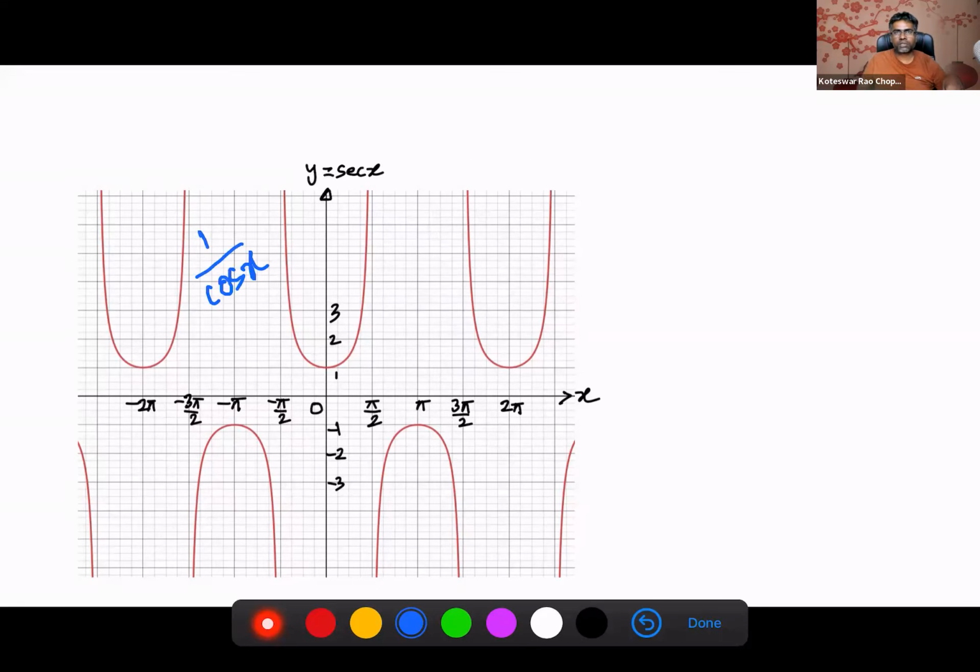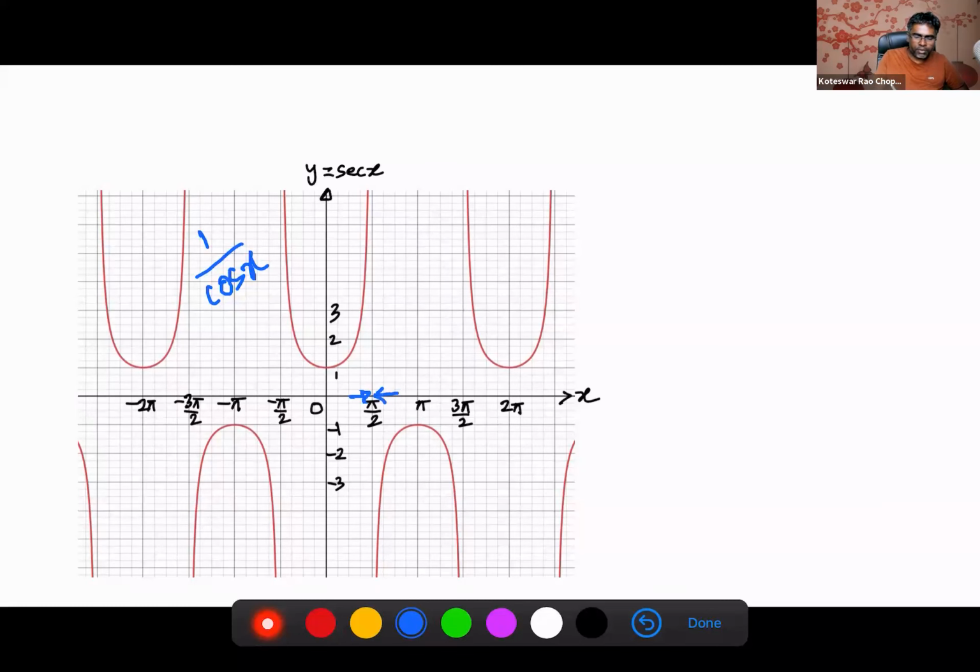When does cos x become 0? Remember those pi by 2s. Whenever x is an odd multiple of pi by 2, my cos x becomes 0. When cos x is 0, my secant x is not defined, so we will leave that. But if you are getting closer to pi by 2, it depends on whether you are coming from the left side or the right side.